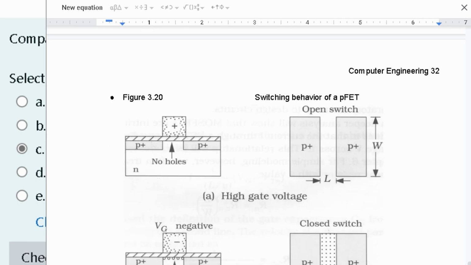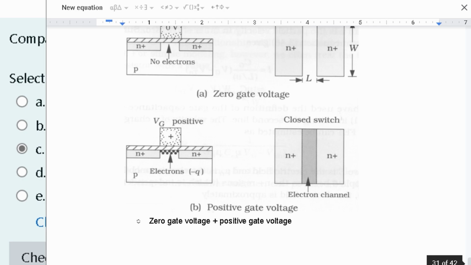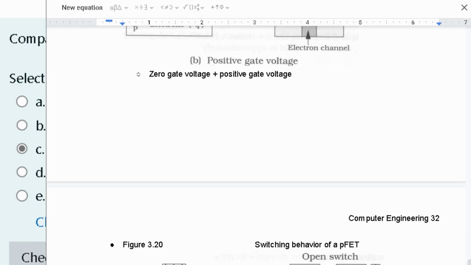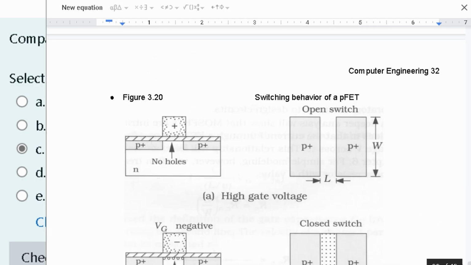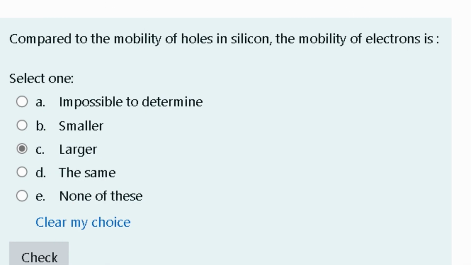So with N, we are going to have holes in here. That means that we have less, just by looking at this drawing. Because if we have just these holes here, and we have these electrons here, well, we can clearly see that we have more electrons than holes. So the answer for this problem is going to be larger. Compared to the mobility of holes in silicon, the mobility of electrons is larger. We have more electrons when we're looking at the behavior of our P FET versus our N FET.